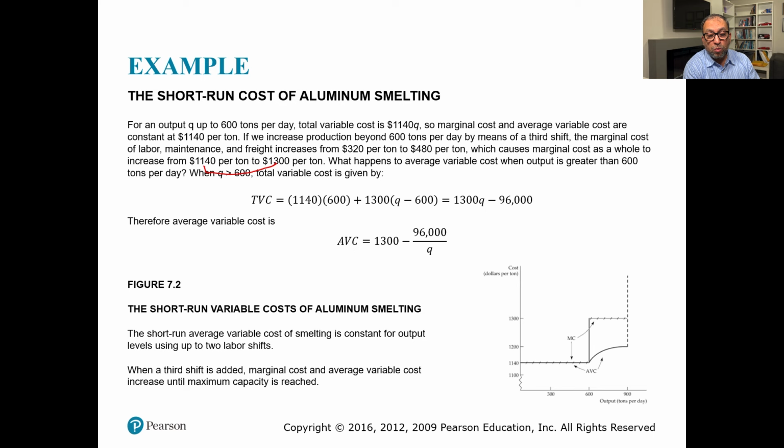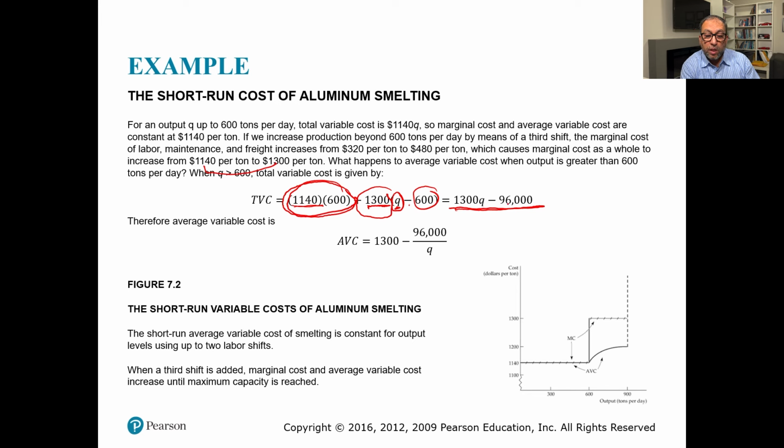So if we want to write a formula for this situation, we are saying if we are producing 600 tons, our cost is the marginal cost 1140 into 600 plus 1300 into (Q minus 600). So up till 600, this is the cost. Whatever we are producing, like if we are producing 605, 605 minus 600 means 5 more, and 5 is going to be multiplied by this new marginal cost. In this way, we simplify it and we get this.